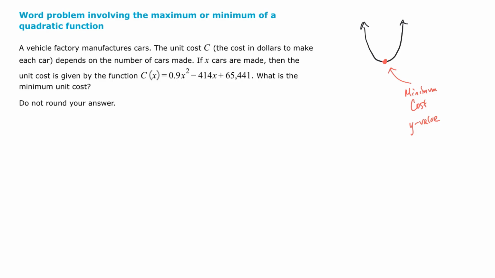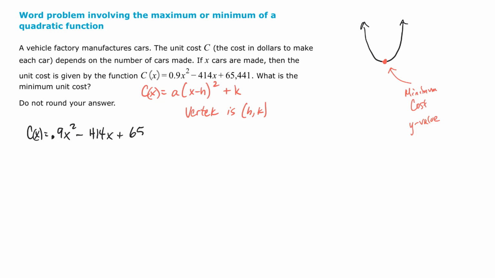So why don't we complete the square? Why don't we try to find this to be a times quantity x minus h squared plus k. And if we get that, we get the vertex. And the vertex is actually (h, k). Let's do that. C of x is equal to 9/10 x squared minus 414x plus 65,441.